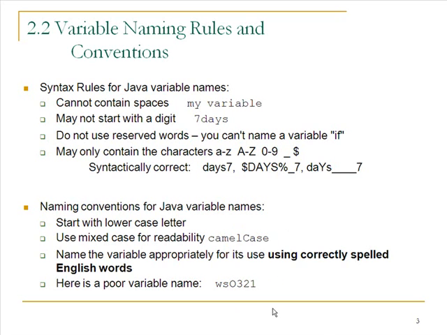So here's a conventionally poor variable name, WSO321, because it doesn't describe what the variable is being used for. And convention is not style. You can't decide what your convention is. Convention is dictated as part of the language. This is one of Gosling's ideas, that everyone writing Java code will do it in a conventionally consistent way.